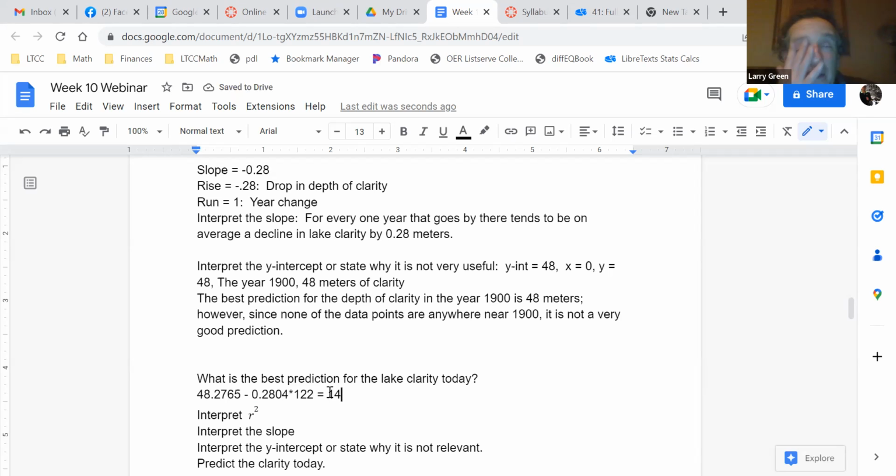Is that good, by the way? Are we happy? Would we be happy if we had a 14-meter clarity? No, it would be horrible. This lake would not look pretty anymore.